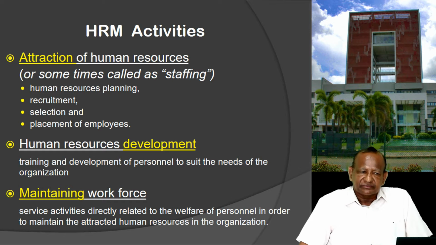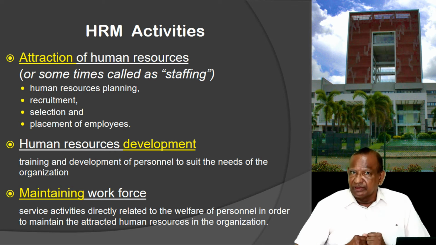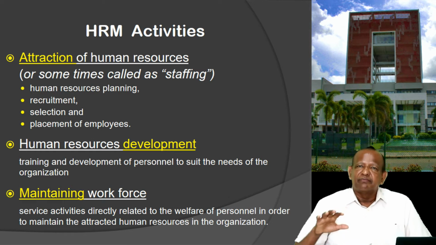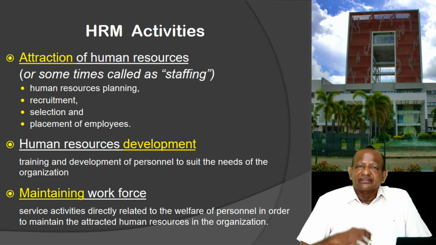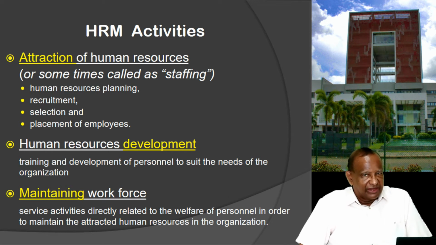So what are the activities of human resources management? You can identify three different activities. These are there in my definition as well, if you go back to the previous slides. The first is attracting human resources, that is, recruiting people to your work and bringing people into your industry. That includes human resource planning, deciding who are the people whom I want, recruitment of people, then selection, and placing them in different locations. That is the attracting component of human resource management.